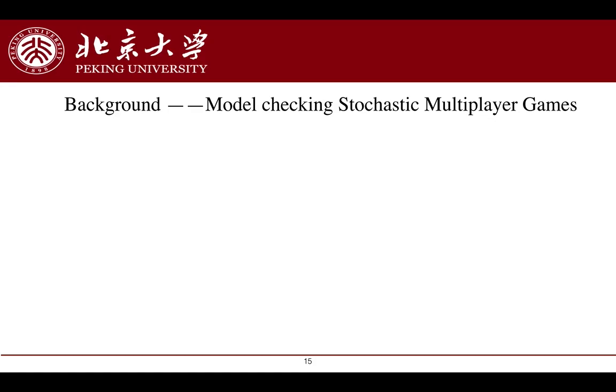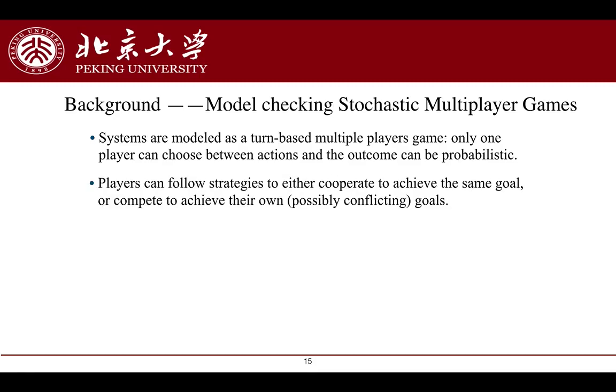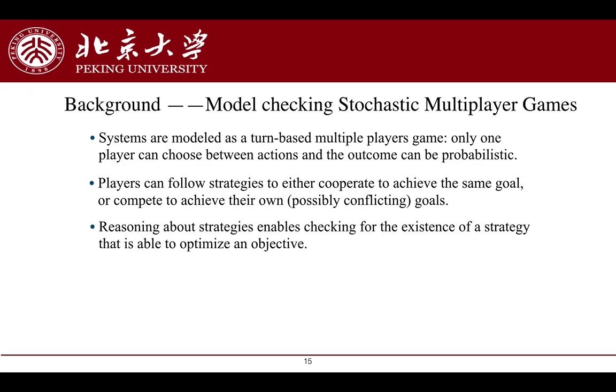In stochastic multiplayer game, systems are modeled as a turn-based multiple-player game. Moreover, only one player can choose between actions in a given game state, and the outcome could be probabilistic. Players can follow strategies to either cooperate to achieve the same goal or compete to achieve their own goals. Model checking then enables reasoning about strategies optimizing an objective in probability or reward-based properties.